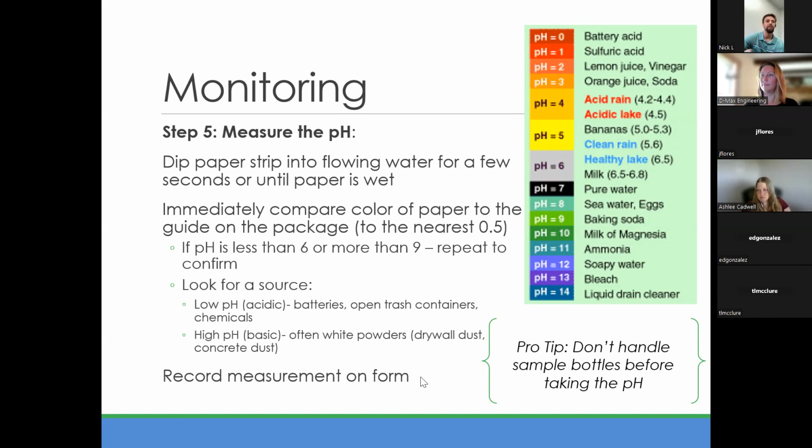Noting here on the bottom, low pH is below 7, 1 to 7, 0 to 7, I guess. Essentially, things that would create low pH are acidic, right? So batteries, open trash containers, chemicals. Also, if you have maybe a lime tree or something in the drainage area, something like that, right? So low pH things are acidic. High pH, basic things, often white powders, create that basic environment. So drywall dust, concrete dust, that kind of stuff is going to create a higher pH, from 7 up, 8 up, more or less.